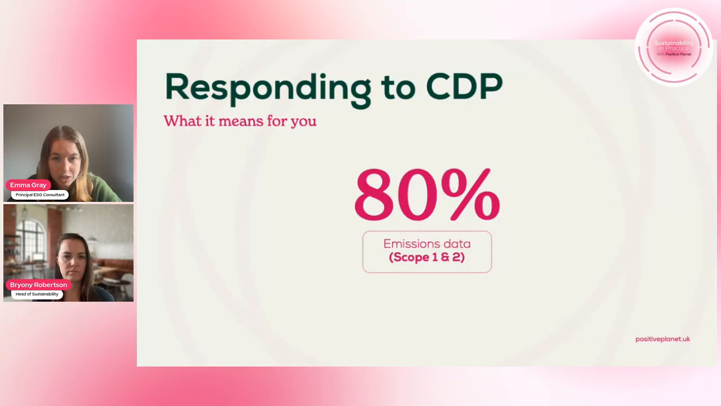So just a reminder, when it comes to CDP disclosure, it's really important to remember that around 80% of the questionnaire is emissions data, and largely this is scope 1 and 2. Scope 3 is still important, but the questions here are more proportional, asking about what has been measured, what has not, and what the business is doing to improve on this. So if you already have a measurement or are in the process of completing one, then you're already in an excellent position to respond to CDP.